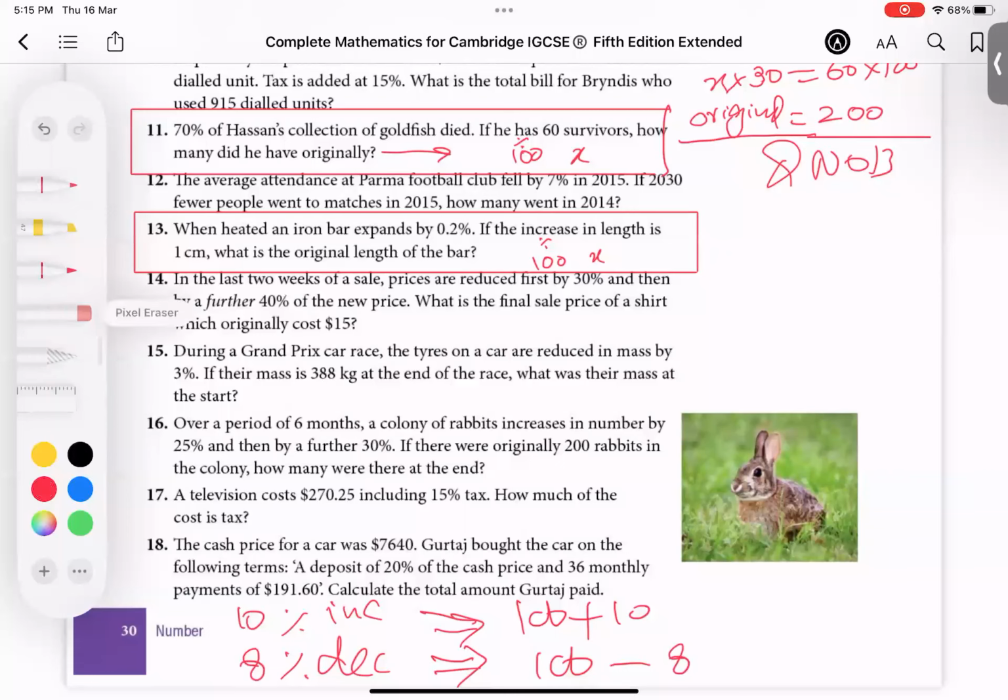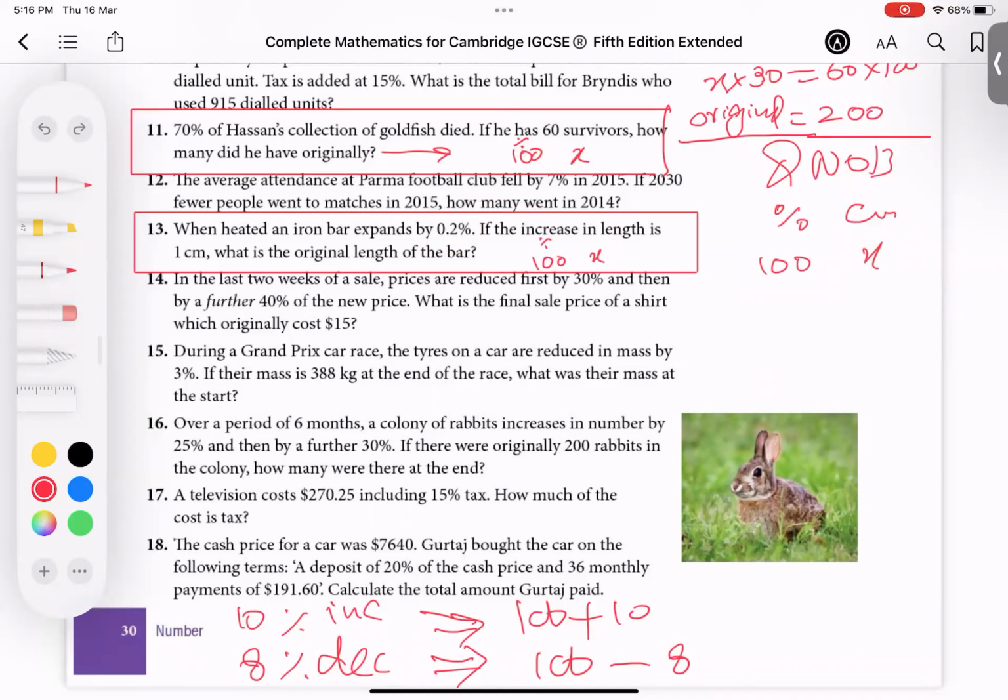So what is it saying? After heating, the iron bar expanded. Expanded means increases. How much percentage increase? 0.2. The increase in length is 1 centimeter. So find the original. Again, for the original, I will write two titles, percentage and centimeters. So 100% equals X. I said before, whenever I need the original, I will always write 100 and X in front of each other. Now, what does this become?